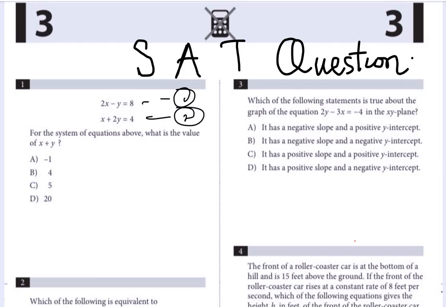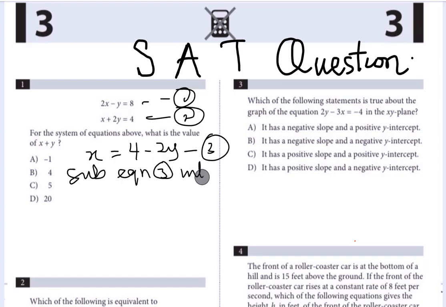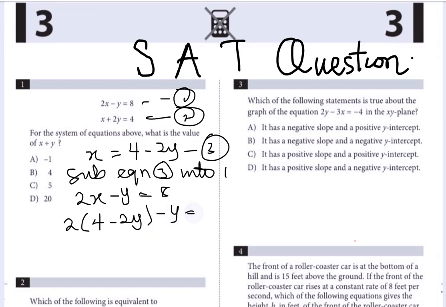From equation 2, you can see that x is clearly the same thing as 4 minus 2y. Call this equation 3. Are you seeing that now? So now you can substitute equation 3 into equation 1. Equation 1 is 2x minus y equals 8. That gives us 2 times (4 minus 2y) minus y equals 8.